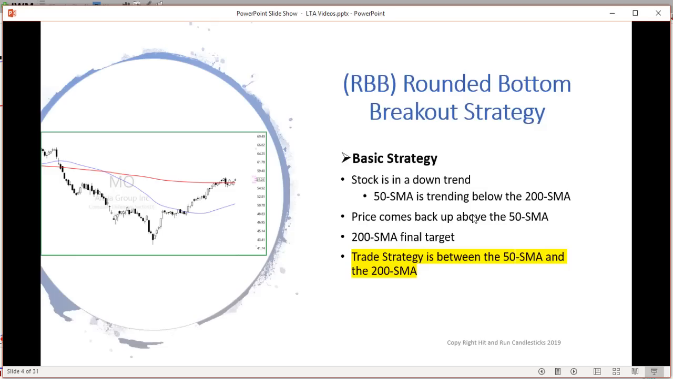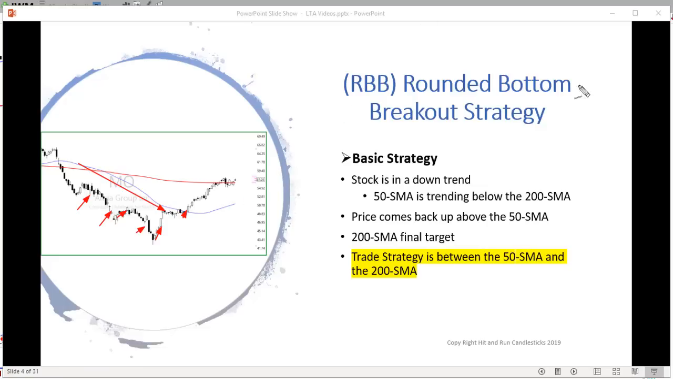Okay, the rounded bottom breakout, I want you to think of it as a strategy, all right? Not a pattern. Think of it as a strategy. And the strategy, like I said earlier, is looking for charts that have been in a downtrend, and we're going to use that 50-day simple moving average with price trading below the 50-day simple. And then we're going to look for price that crosses over the 50-day simple. And then what we want to do is find patterns inside that area so we can gain those profits.